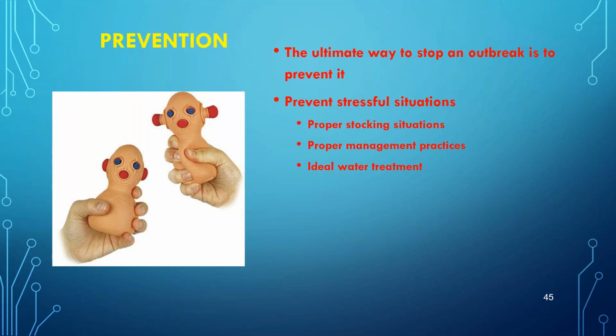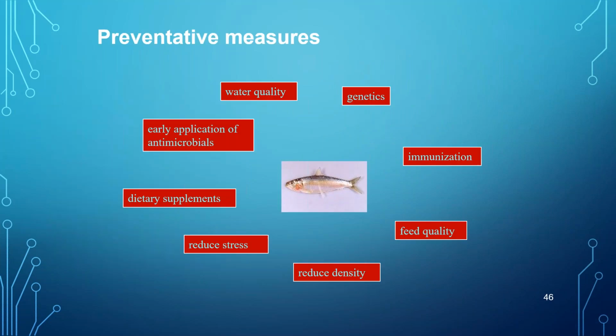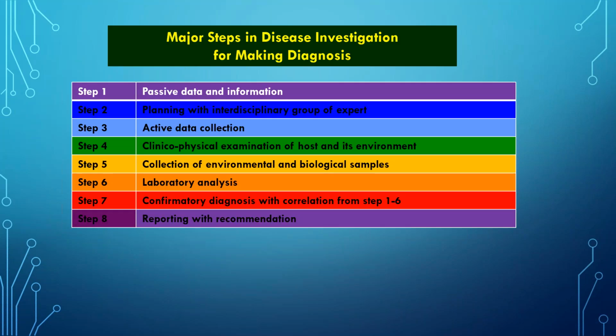Prevention. The ultimate way to stop an outbreak is to prevent it. Again, prevention is better than cure always. Prevent stressful situations like proper stocking, proper management practices, ideal water treatment. This ultimately reduces the chances of the outbreak of diseases. So the preventive measures are: immunization, feed quality, reduction in the density of stocking, reducing the stress factors, dietary supplements along with the feed, early application of antimicrobials if detected, and the water quality parameters always play the crucial role.